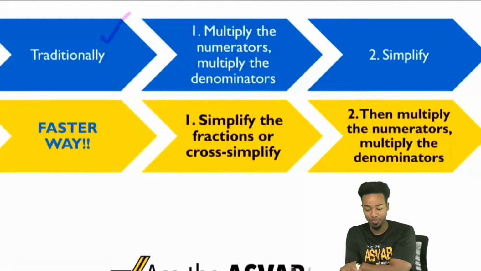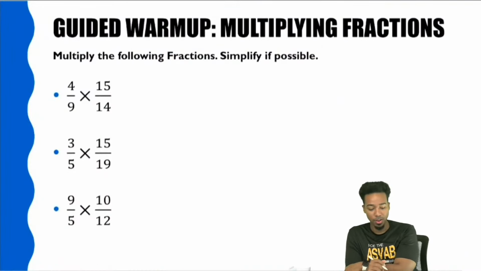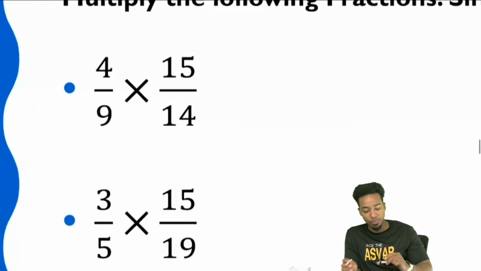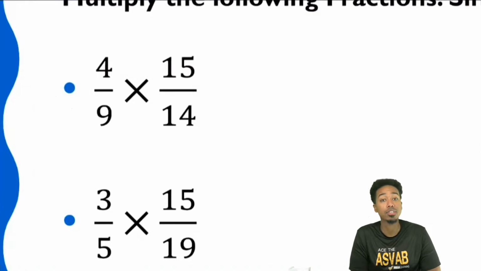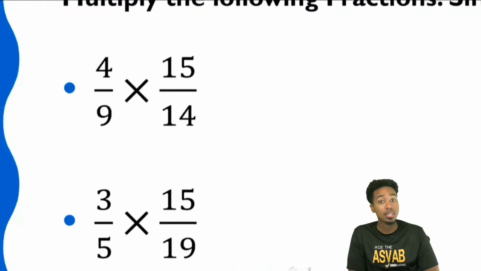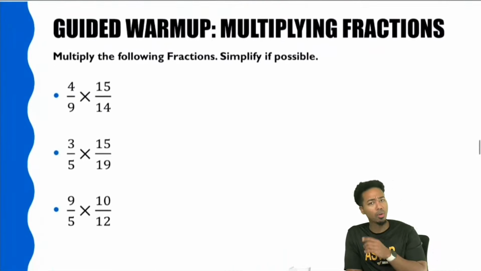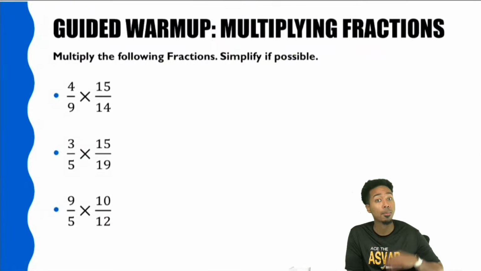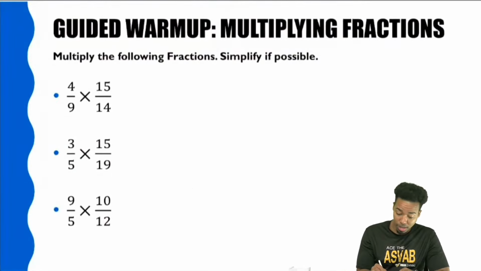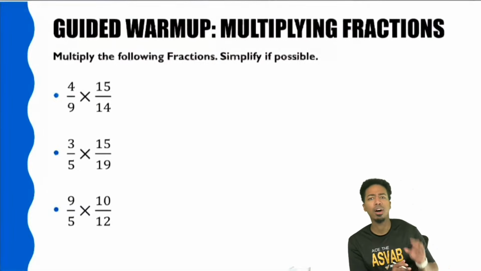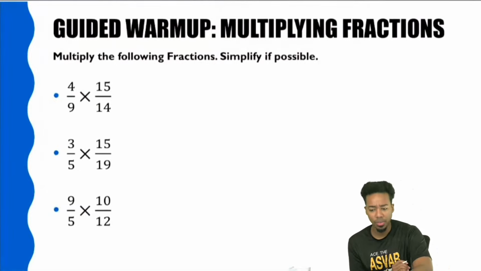Let me show you. First example, right over here: 4 over 9 times 15 over 14. First thing I'm going to do before I actually teach you is give you a minute and a half to do all 3 of these with the notes that I gave you. Remember the notes are, hey, multiply the numerators, multiply the denominators, and then see if you can simplify. I want you to see how long this might take. Go ahead, give it a shot.